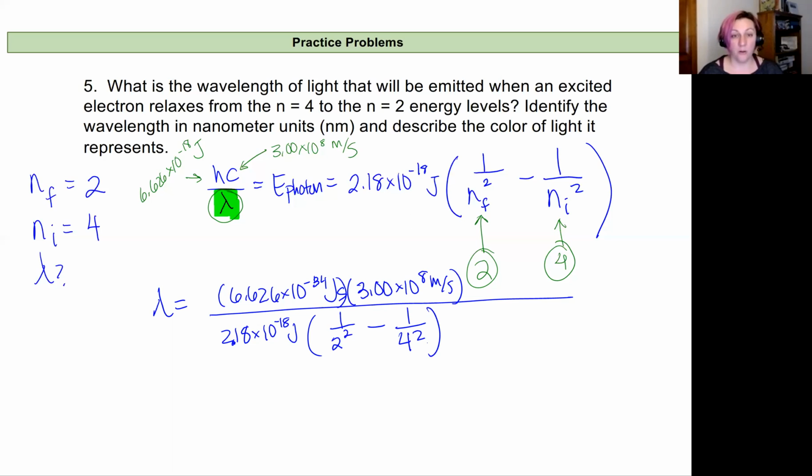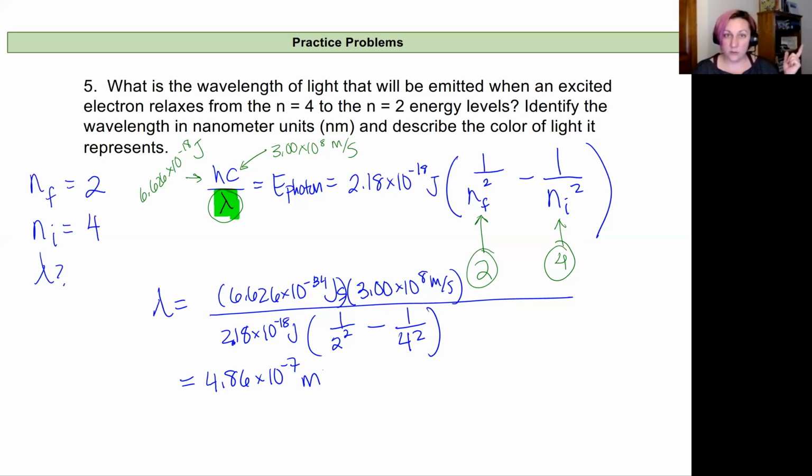Plugging this into a calculator is a mission in and of itself. Please get familiar with your calculator and reach out if you have questions about it, especially with this number of values that have exponents. Try this on your own and make sure you get the same thing as me. I get a value that is 4.86 times 10 to the negative 7th meters.